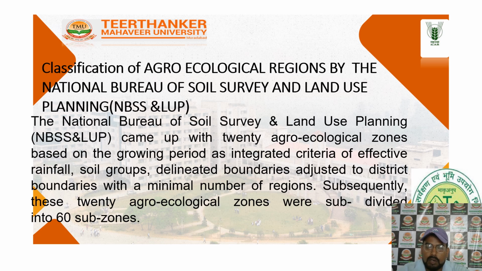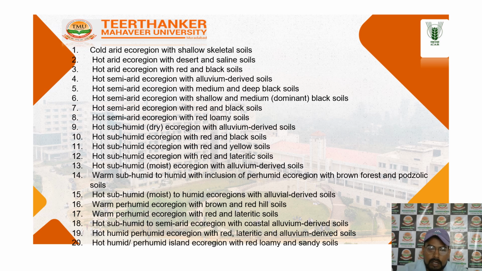The agroecological classification is given by the National Bureau of Soil Survey and Land Use Planning, Nagpur, Maharashtra. It classifies the country into 20 ecological zones, and these are again divided into 16 sub-ecological zones.